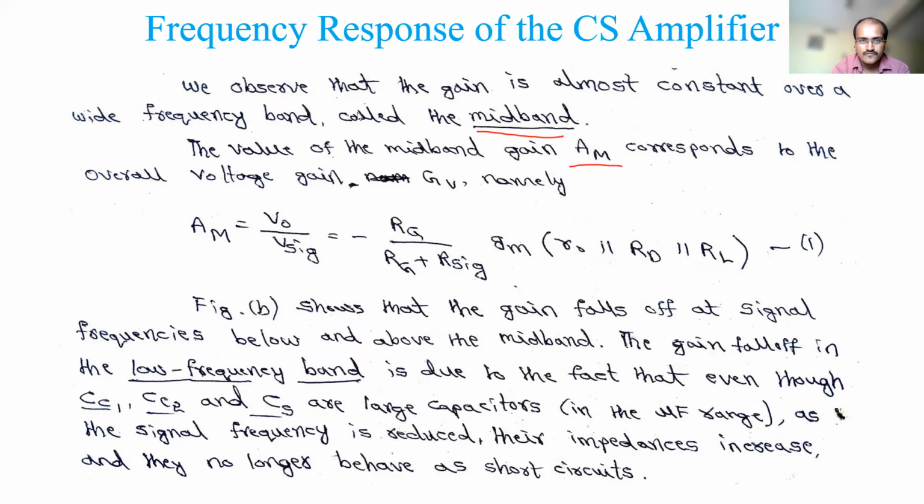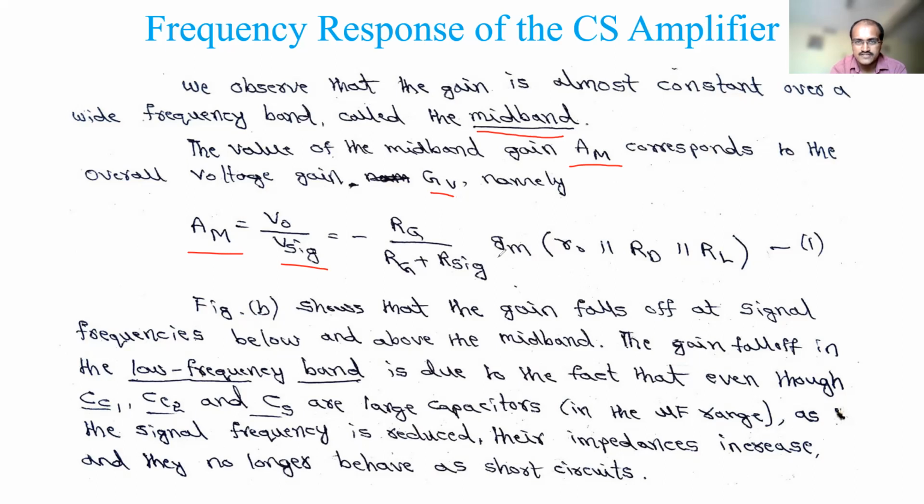So this is AM, which is nothing but GV. GV is given as V0 by V signal. The same thing we'll call the mid-band gain, which is given by the formula you know, which we derived earlier. It is nothing but RG by RG plus R signal into AV, right? That is the actual formula, and in that AV is substituted.